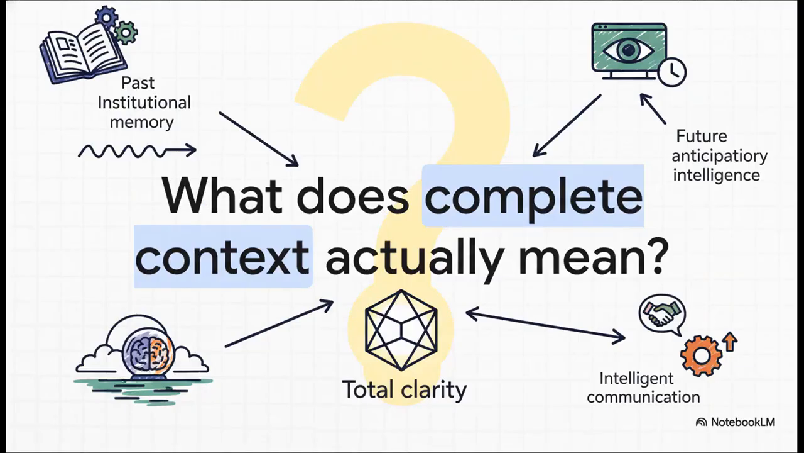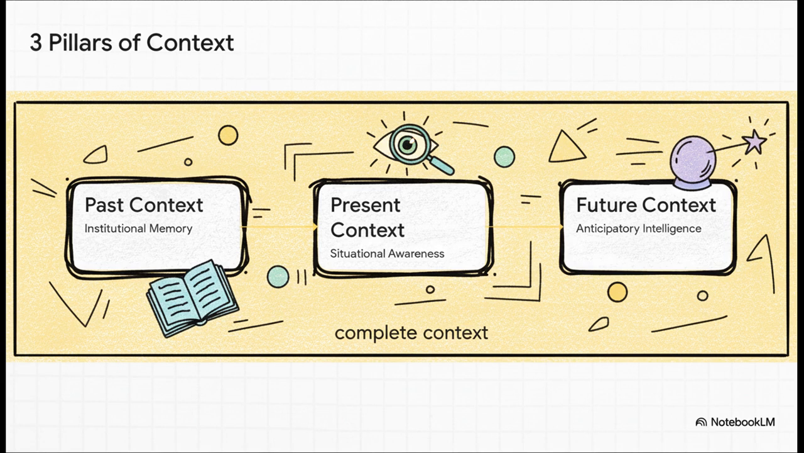So, first things first, what does complete context actually mean? It's a term that gets thrown around a lot, but believe me, it is way more than just having access to a fire hose of information. It's about having the right intelligence, structured in a way that actually helps you think, not just search. Complete context is really built on three fundamental pillars of awareness: the past, the present, and the future. Now, most of the tools we use today only give us a little glimpse of one of these, but the real power gets unlocked when you bring all three together. So let's dive into each one.